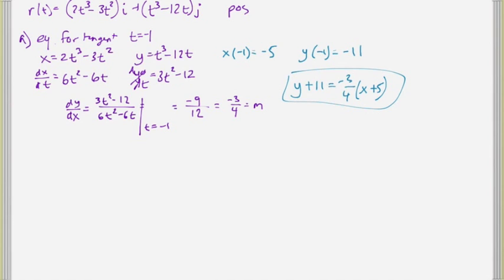Slope is so much easier. It would be -3/4 x plus 29 over 4.